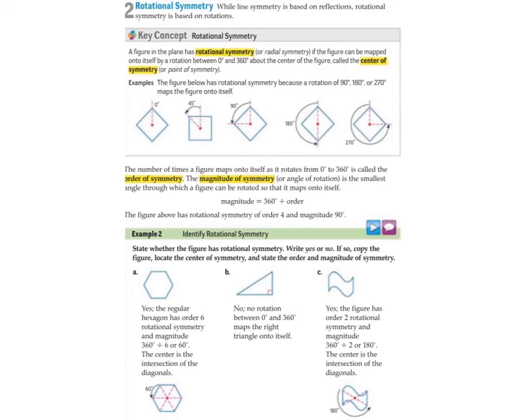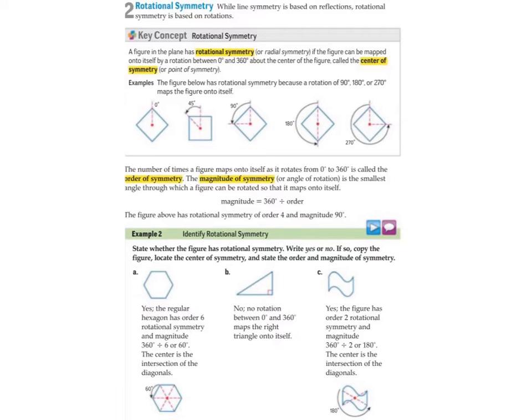Now we're looking at rotational symmetry. Don't forget we rotate 360 degrees, and every time you see that shape in its normal state, that's the order. Let's say it's a regular pentagon: all the way around you would see it 5 times, so that would be order of 5. And that would be 72 degrees, because 360 divided by 5 gives you 72 degrees.